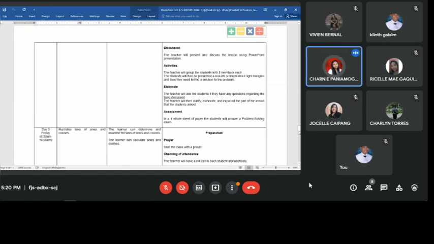For further elaboration, the teacher will ask the students if they have any questions regarding the topic discussed. The teacher will then clarify, elaborate, and expound the part of the lesson that the students asked about. For the assessment, on one whole sheet of paper, the students will answer a problem-solving exam.